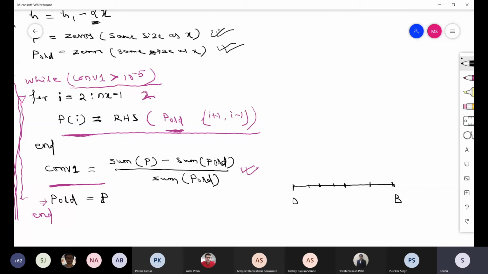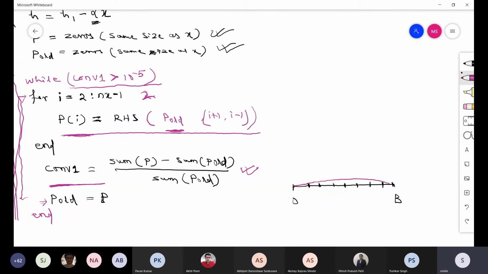First, when you run the for loop, go inside the while loop and run the for loop. So all P old values are 0. Okay. So in the first iteration, what will happen? It will update the values of P. So now if you draw P old or P, you will get something like this.